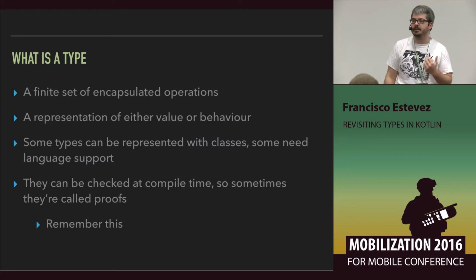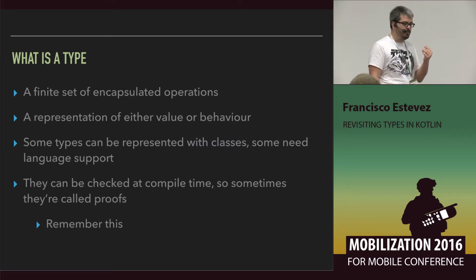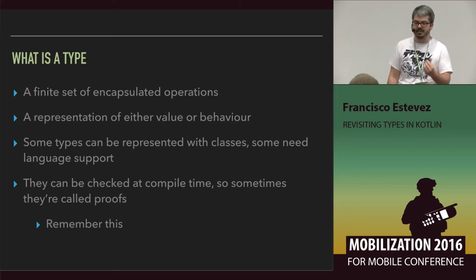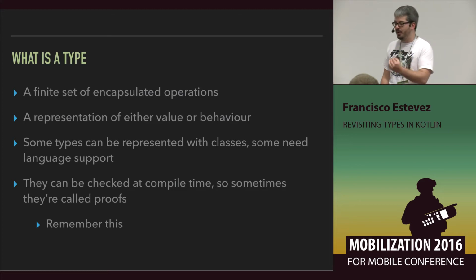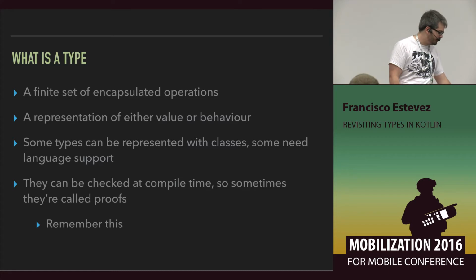And the most important part for me is that they can be checked at compile time. So you make the compiler work for you in this sense. You're providing something that is called a proof: this is the available behavior for this specific type, and there's no other, and you have to comply with that. Please remember this, because this is the cornerstone.